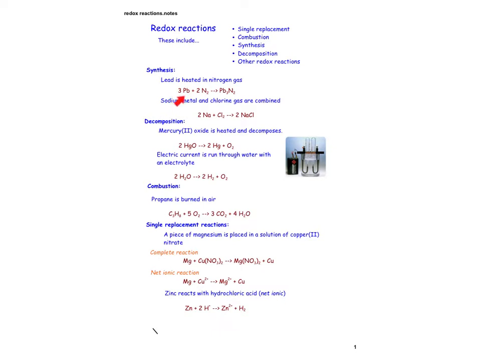In the synthesis reaction, the lead is being oxidized, the nitrogen is being reduced. Sodium oxidized, chlorine reduced. In a decomposition reaction, we have mercury being reduced and oxygen being oxidized. In propane, the carbon is being oxidized, the oxygen is being reduced. And in single replacement reactions, magnesium is being oxidized and copper ions are being reduced. Or zinc is being oxidized and hydrogen ions are being reduced. So all of these different types of reactions are redox reactions.